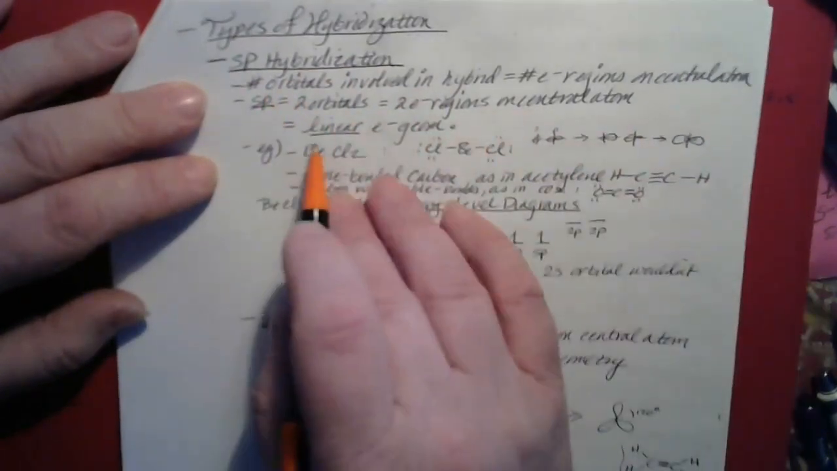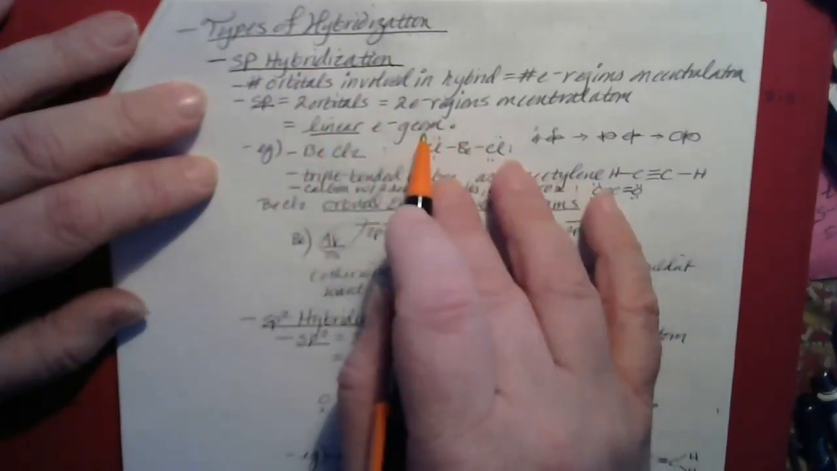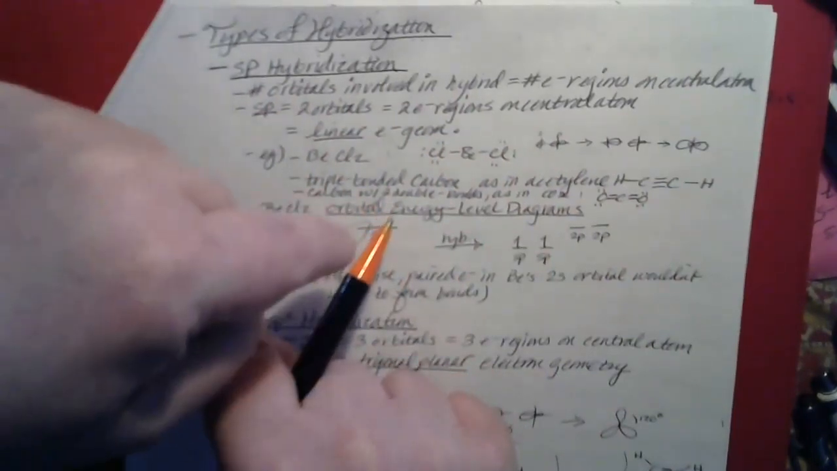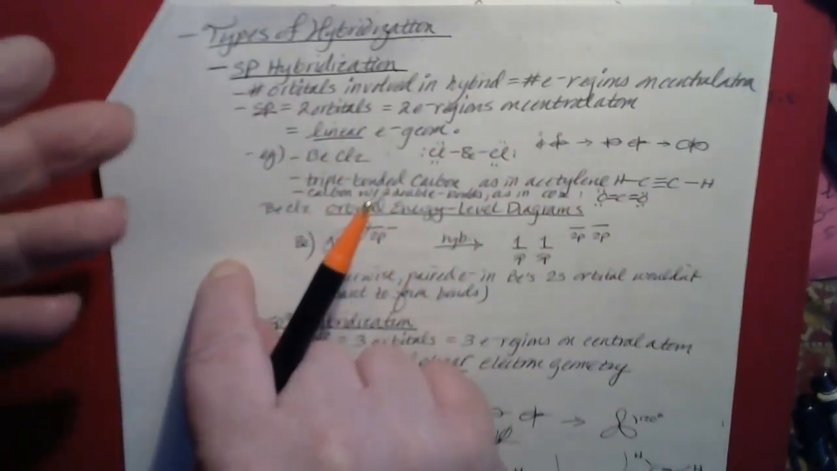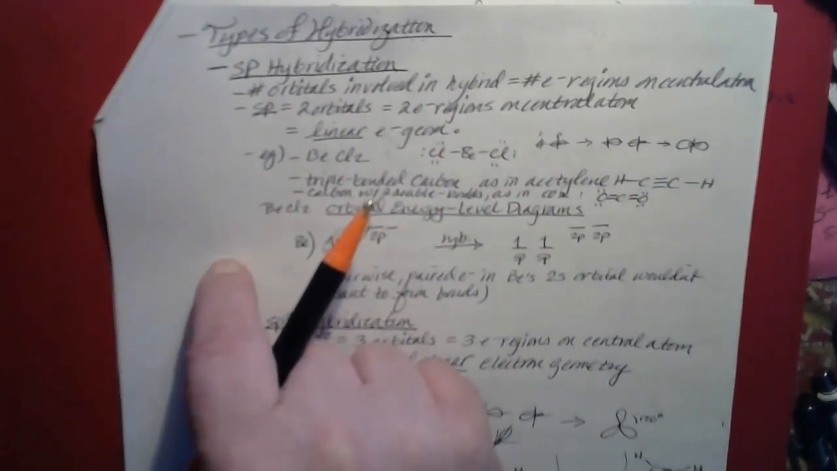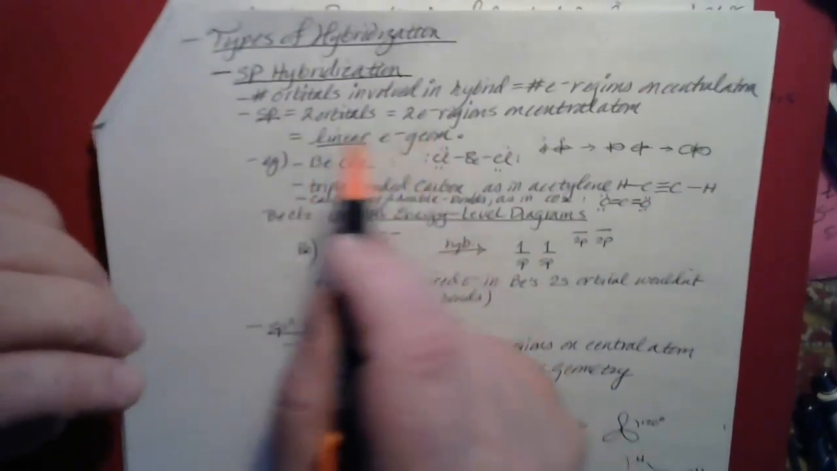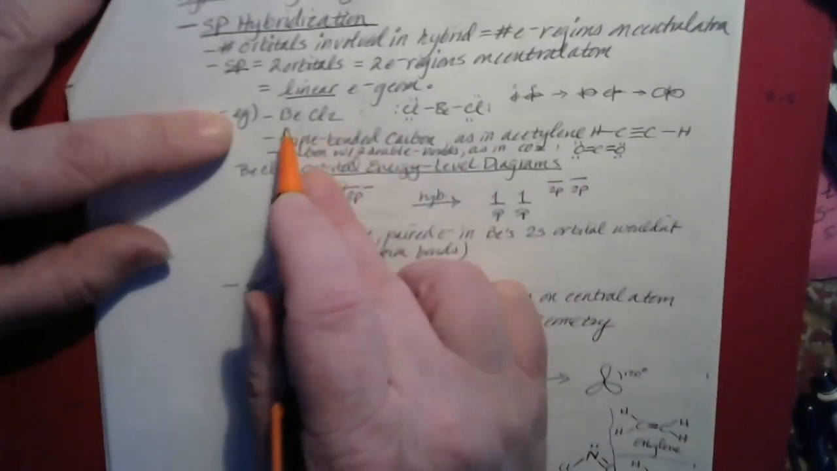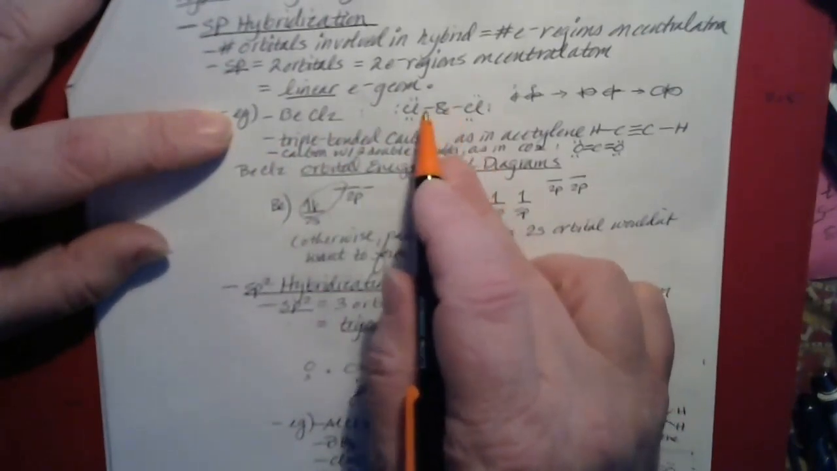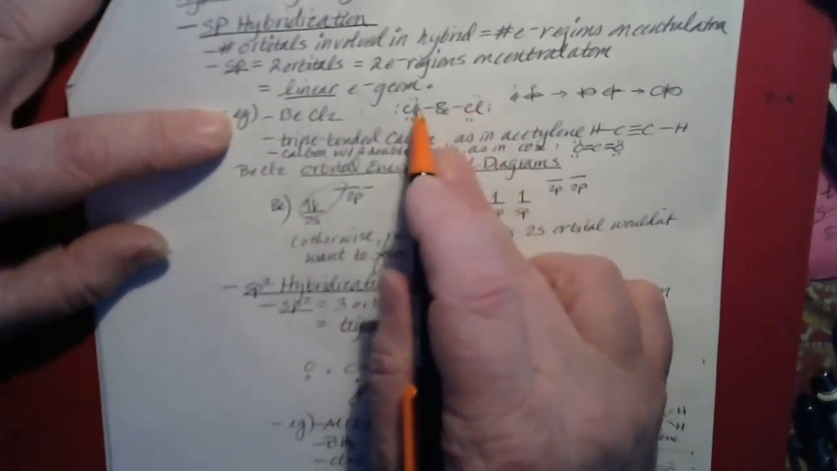And that means that your electron geometry must be linear. Because if you've got a central point and you've got something on one side and something on the other side, the way that you can get those two things as far apart from each other as possible is if they're 180 degrees apart, directly opposite each other. That would be a linear electron geometry. An example of that would be beryllium chloride, or BeCl2. The beryllium has one single bond to each chlorine.